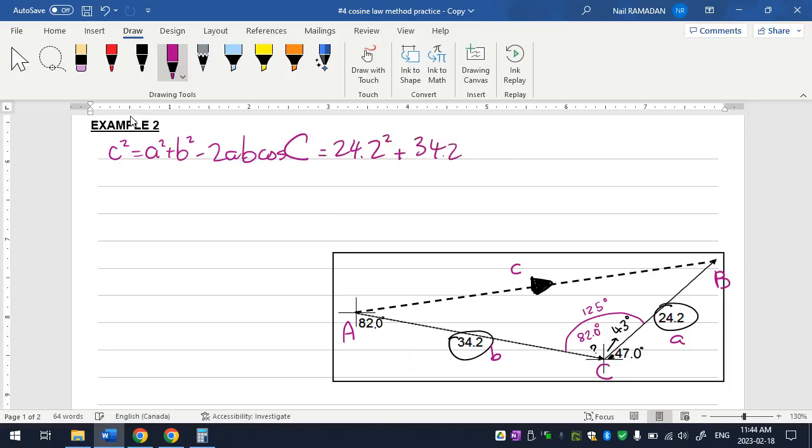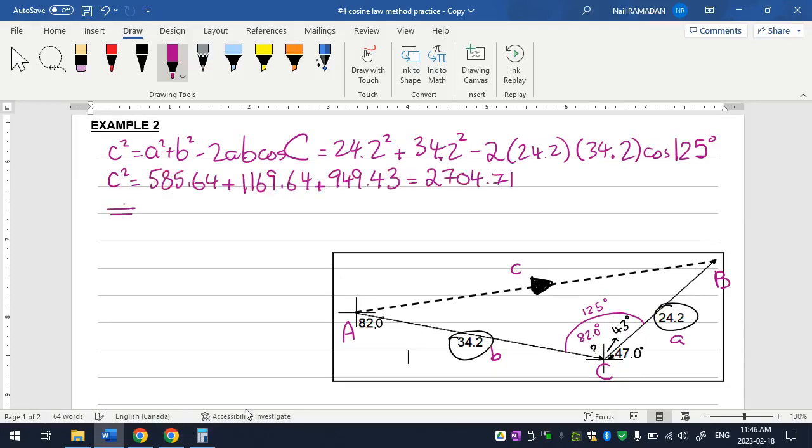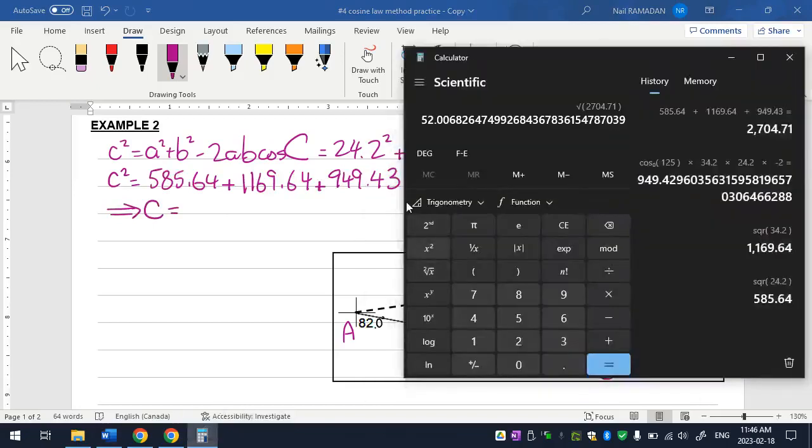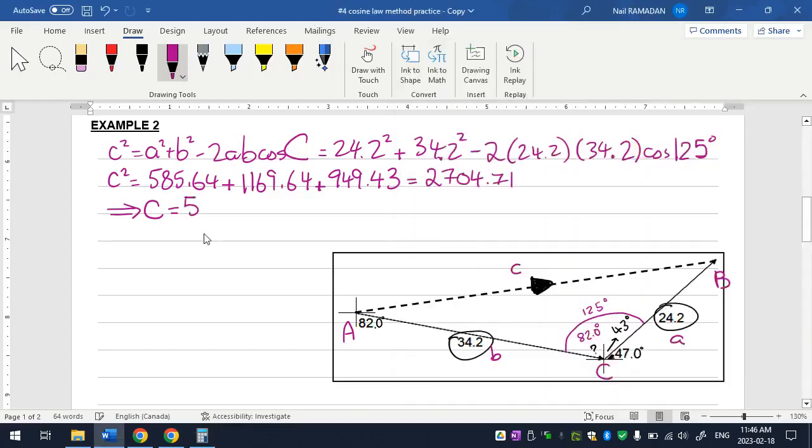This one is 34.2 minus 2 times A, which is 24.2 again, times this one, 34.2, cosine of 125. Well, that means C squared is equal to, that means my length of the vector is the square root of this value, which is 52.006, or to 3 sig figs, 52.0.